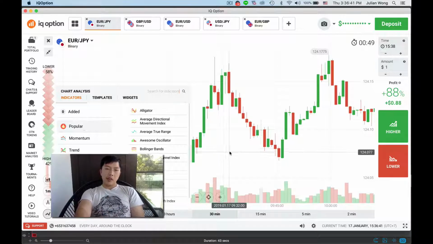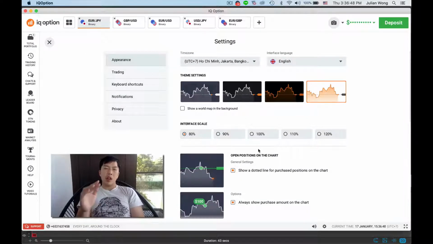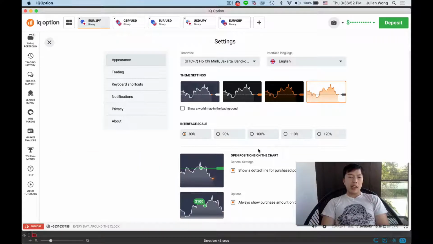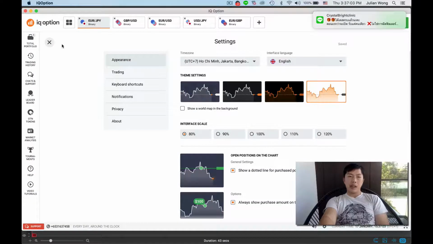So first and foremost, I'm going to go to the Settings tab, and I'm going to change it to 80% scale. For all of you out there who may not be using a big screen, I like to set it to 80%, 90%, so I can see more on my screen. And by the way, you have the choice of setting either a black background, gray, or like for me, I like white. It's very clean, especially in the daytime. I like a white background.